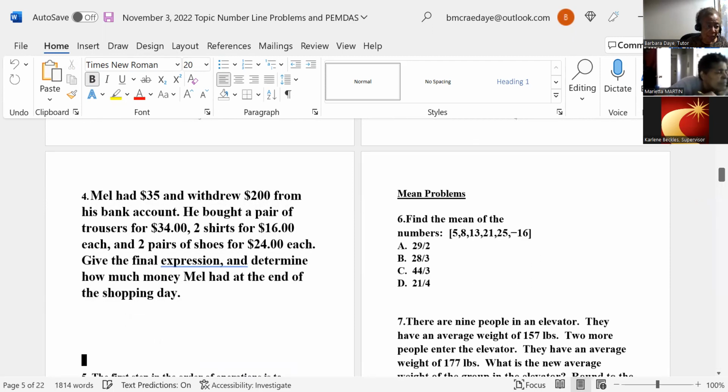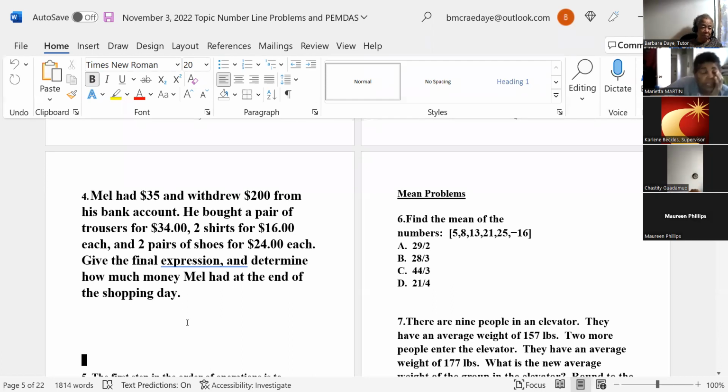Mel had $35, withdrew 200 from his bank account. That meant he added the two, right? Yeah, now I add 200 plus 35. Okay, so very good.